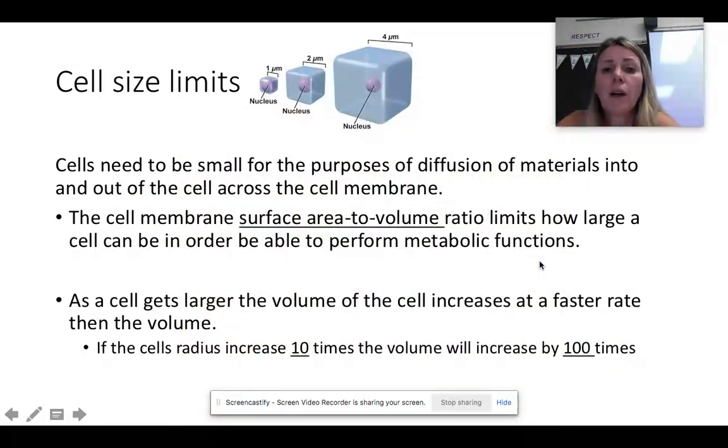So how come a cell is the size that it is? It has to do with diffusion. Cells need to be small and can't reach a certain size because if they're too large, they're not able to distribute the material. We call this surface area to volume, and that ratio limits how big a cell can be. As a cell gets larger, the volume of the cell increases at a faster rate than the surface area. If the cell radius increases, for example, 10 times, the volume will increase by 100 times.